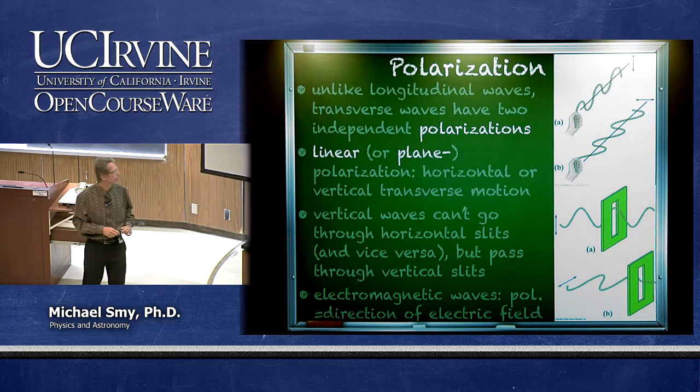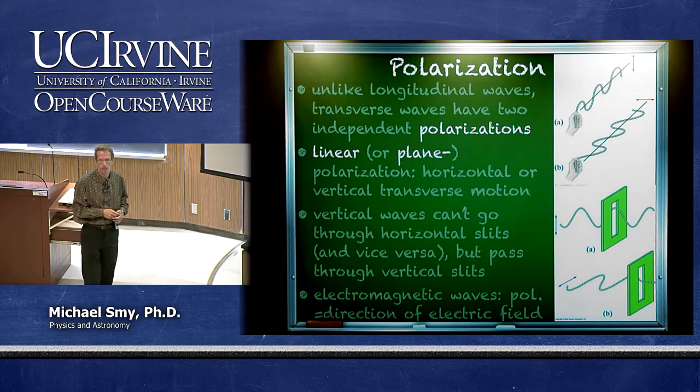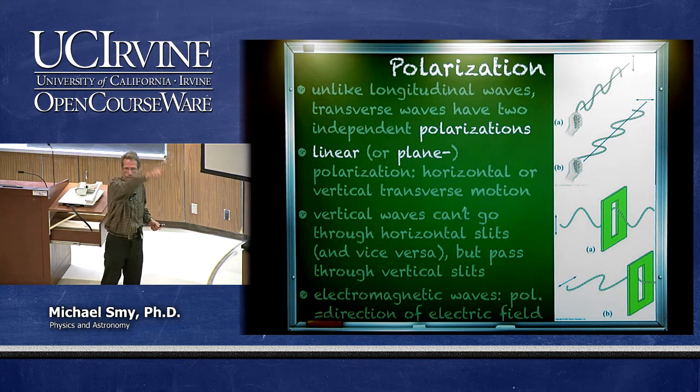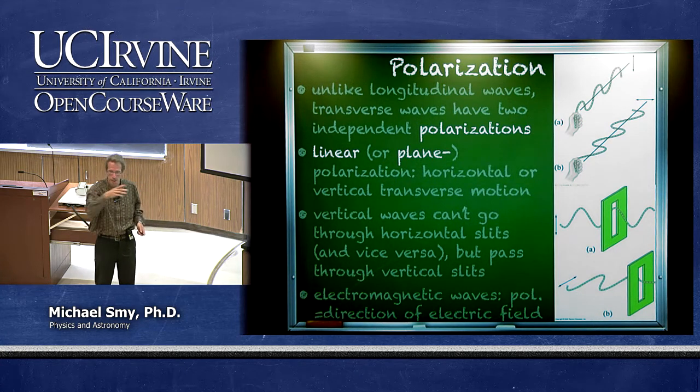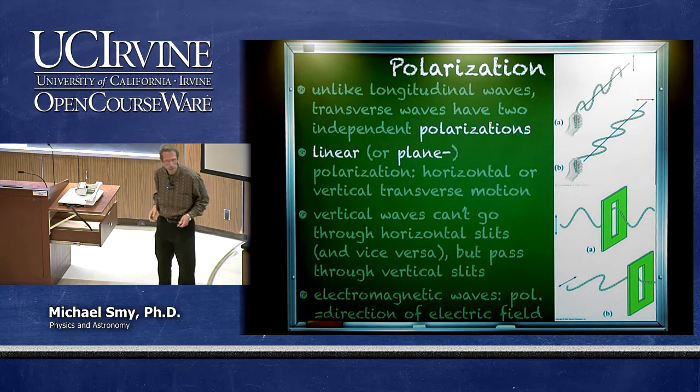So for electromagnetic waves, the analogy is that we consider the electric field vector, and that is the polarization direction. So if you have a light beam going like this and the electric field vector swings like this, then you would have a vertically linearly polarized electromagnetic wave. And if the electric field vector is in the horizontal plane, then it would be horizontally polarized.